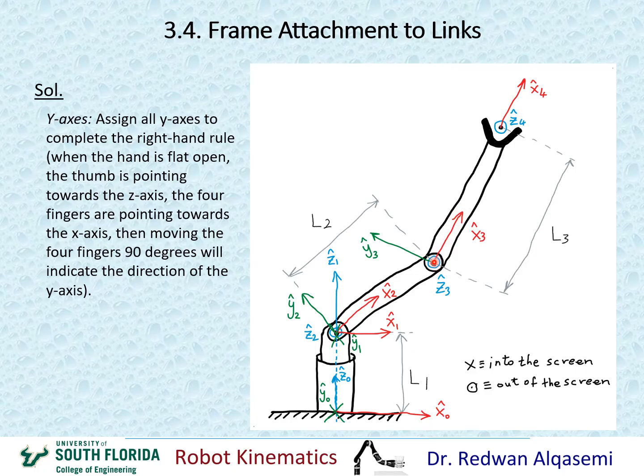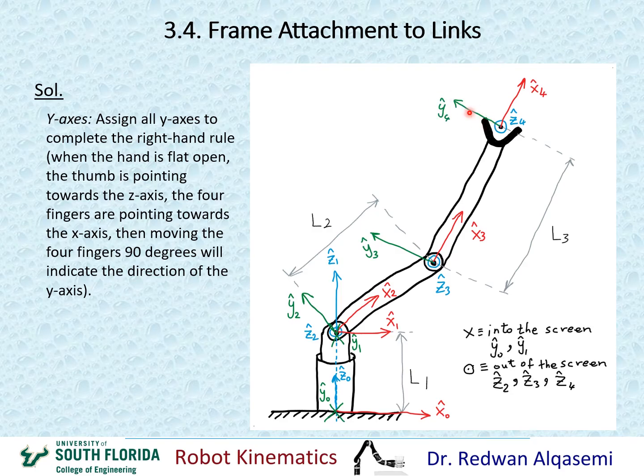Okay, so 90 degrees from this axis means that the y-axis will have to be in this direction right here. Okay, now moving on to y4. Again, I'm putting my thumb in the positive z direction, which is coming out of the screen, and then my four fingers in the positive x, which is here, and then I'm going to move my four fingers 90 degrees, which puts the y direction into this direction right here, and that will give me y4 for my frame assignment of number 4.